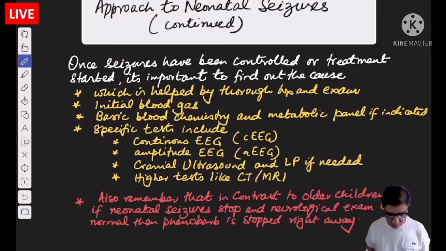Okay, once the seizures have been controlled or treatment has been started, now it's important to find out the cause. Obviously, you have taken the history, you have done the physical examination, so you've got a few differentials. Now, based on those differentials, you can do further workup. Again, how would you start?